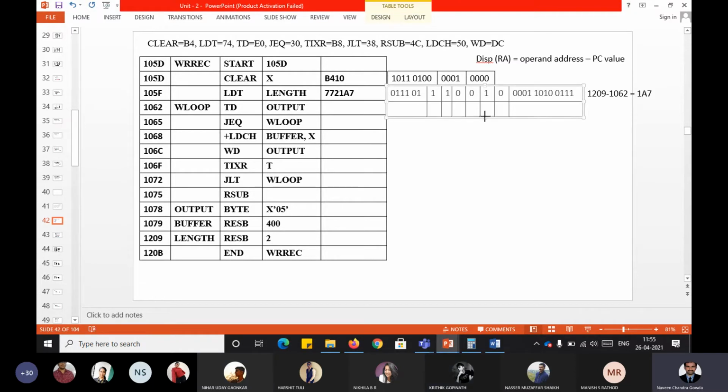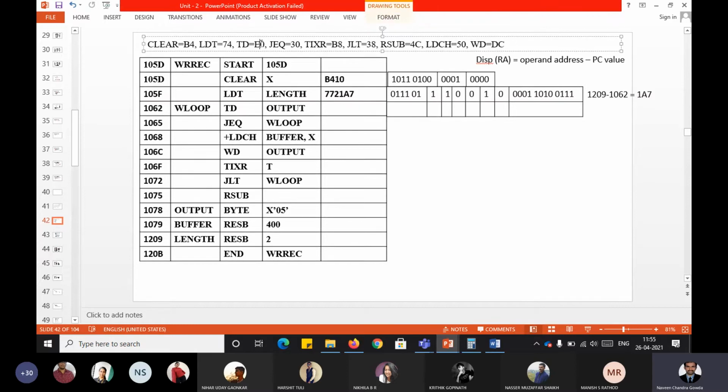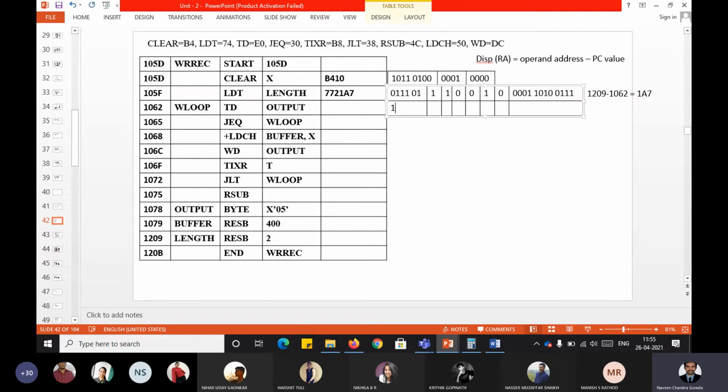Now if you observe TD input, what is the opcode of TD? It is given as E0. How to write E0? E is 1110, and 0 is 00, not four zeros, because we need to fit it in the 6 bits. Again, as usual, it is neither indirect nor immediate, so n and i are 1 and 1. It is not using the X register either. So B and P, let me leave space, and E is 0.